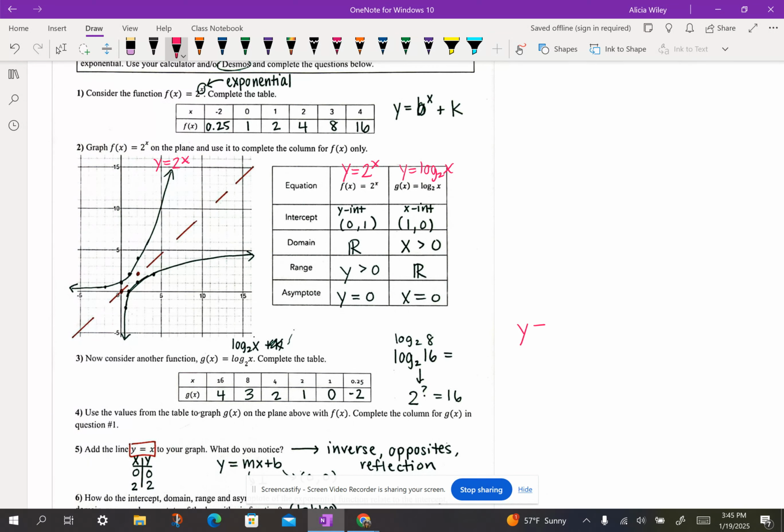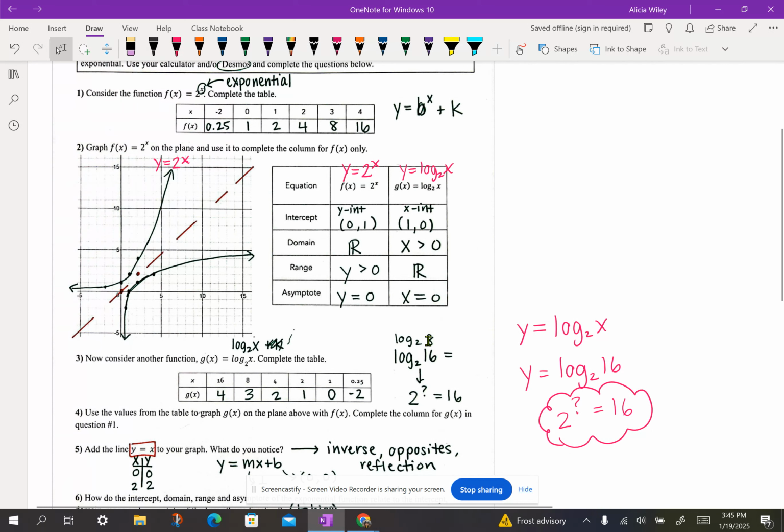If you have y equals log base 2 of x and you are plugging in 16 for x, that would be y equals log base 2 of 16. Remember what this is asking you. 2 to what power gives you 16? This is what you're thinking about. And that would be 4, and you can see they put that there. And you would have to keep doing that.